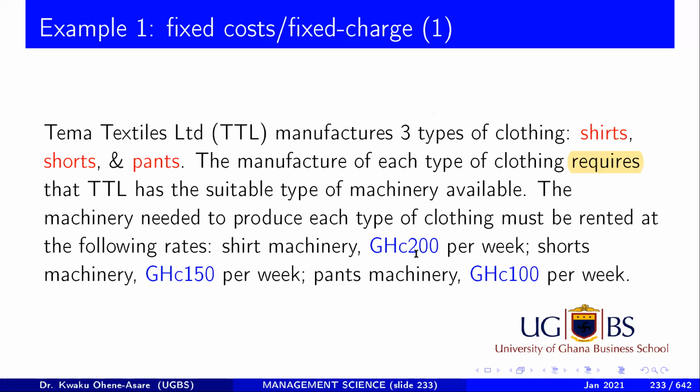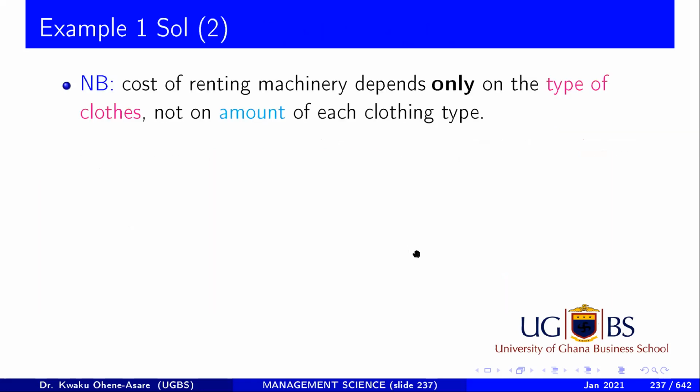So whatever machinery that you are going to incur, again, you got to make a decision on the kind of machinery you are going to rent. That in itself is a decision, and it's a decision variable. Okay, so let's go back down there. So the cost of renting that machinery depends only on the type of clothes. It's not on the amount or the number of clothing you are buying. So it's not about how many of the shirts I'm going to buy before I decide on the machinery I'm going to rent. As long as I know I'm going to produce shirt, I go for this machinery. It's not about whether I'm going to produce 20 shirts or 200 shirts.